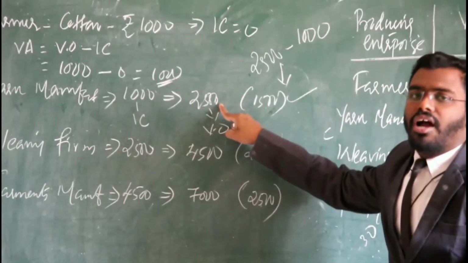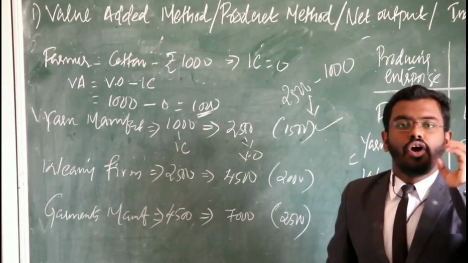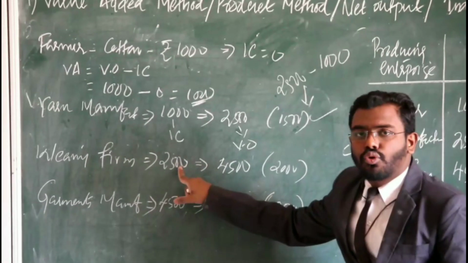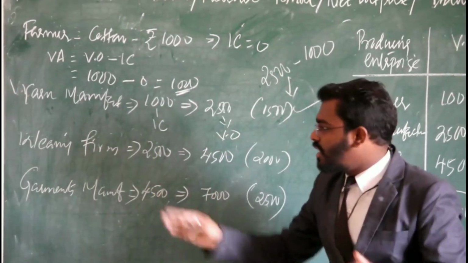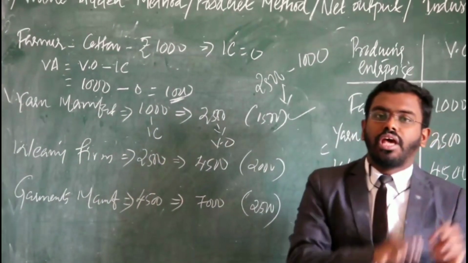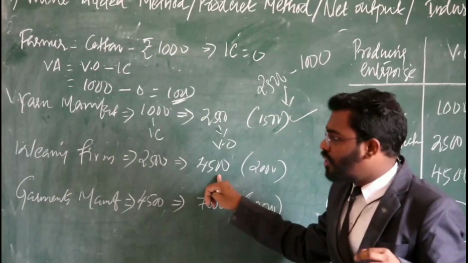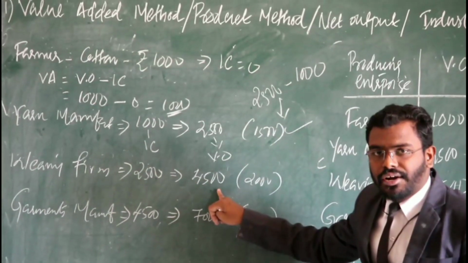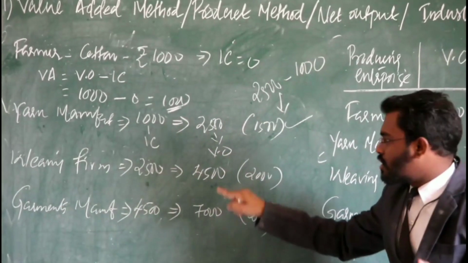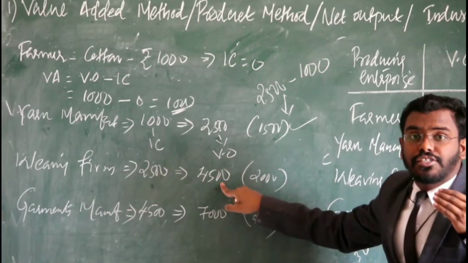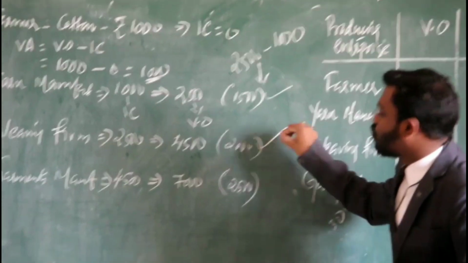And this yarn came to the weaving firm. So what is the cost of intermediary consumption or cost of raw material? That is 2,500. So raw material is cotton yarn, and they converted this cotton yarn into cotton cloth, and it is sold at rupees 4,500. So the final output of the weaving firm is 4,500. Their raw material was 2,500. So value added is equal to 4,500 minus 2,500, that is 2,000.